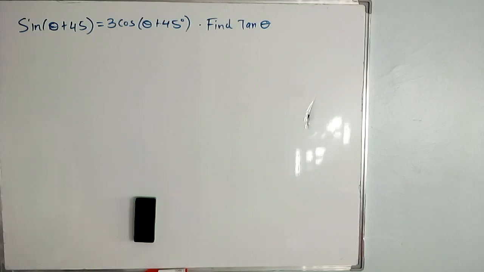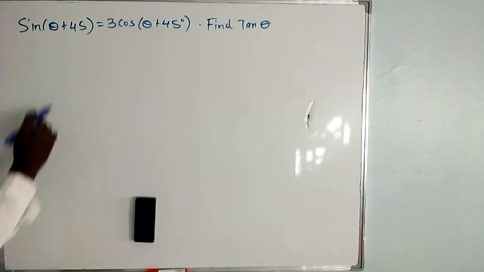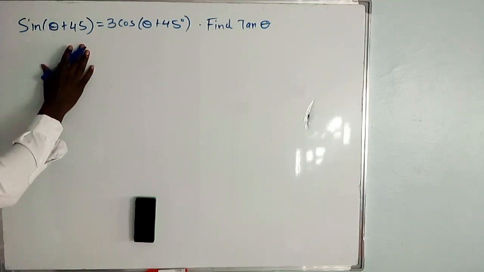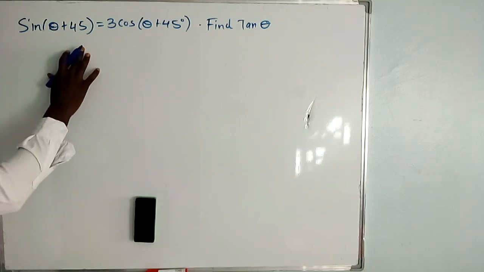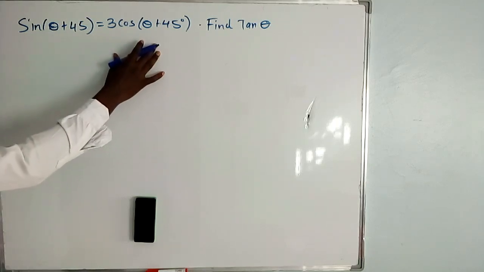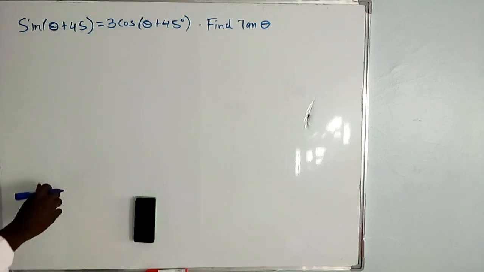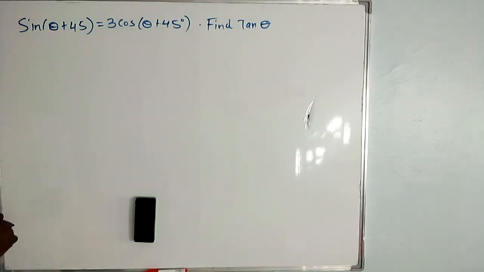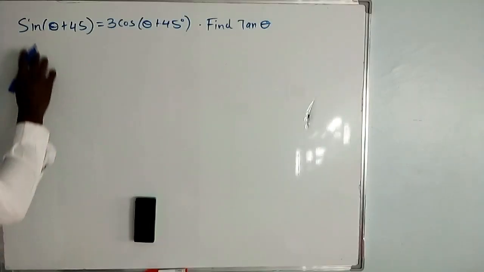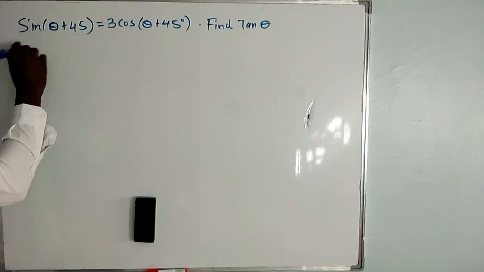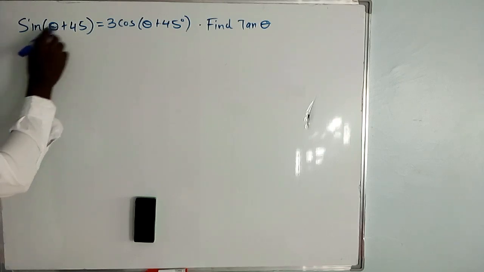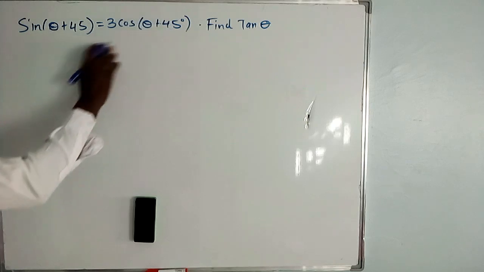Solution. Very simple. On the left hand side of the equation is a sine sum angle formula, isn't it? Then on the right hand side of the equation is a cosine sum angle formula. Are we together? So we have sin(theta + 45 degrees) is equal to 3 cos(theta + 45 degrees).